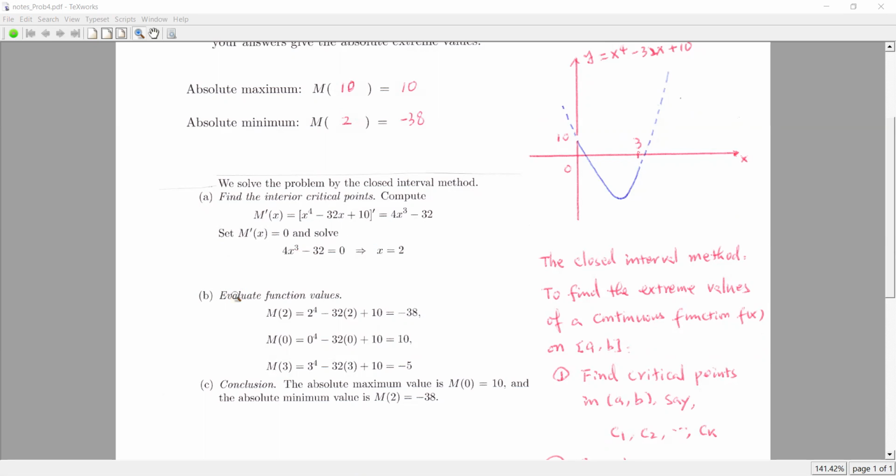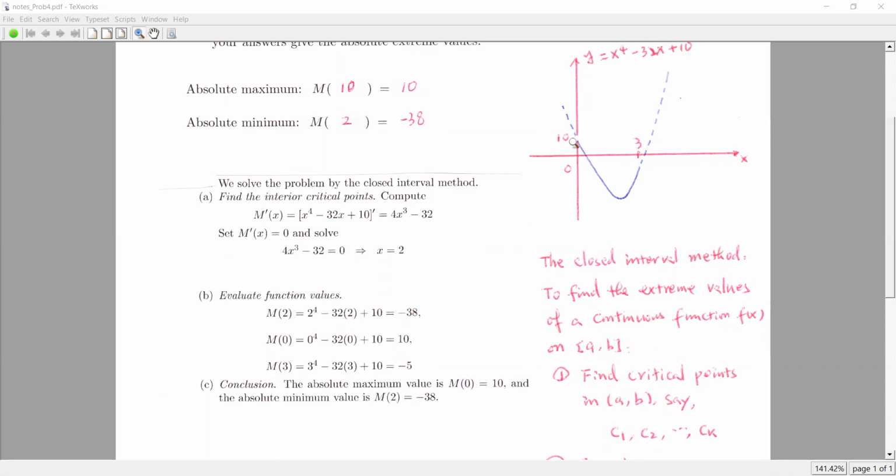Step 2, evaluate function values at this critical point and also at the left endpoint and the right endpoint of the given interval. The function values are these numbers. Step 3, make conclusion. Of these 3 function values, the largest is 10. So 10 is the absolute maximum function value over the given interval. The location of this maximum value is x is 0.